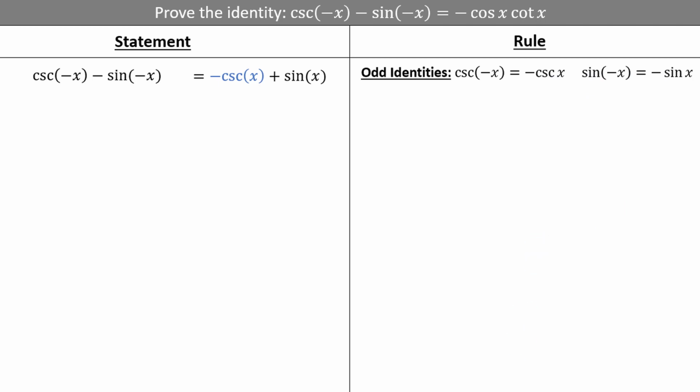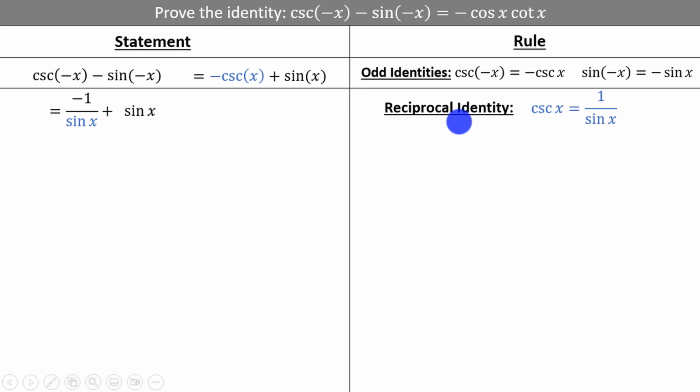At this stage, it might be unclear what you should do next. Our goal is to get negative cosine of x times cotangent of x. So eventually we're going to have two terms that are multiplied together, but here we have two terms that are added. If that's the case, you probably want to combine your terms in some way, and the way to do that would be to get a common denominator. Let's first change cosecant to 1 over sine, using the reciprocal identity. So we will have negative 1 over sine plus sine.